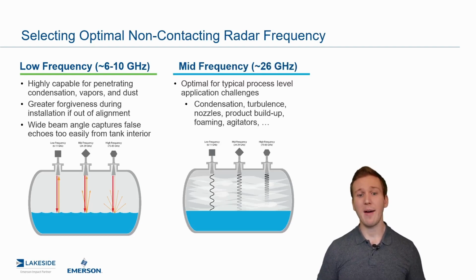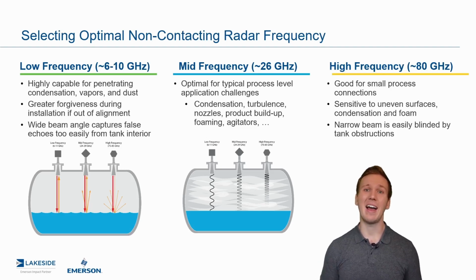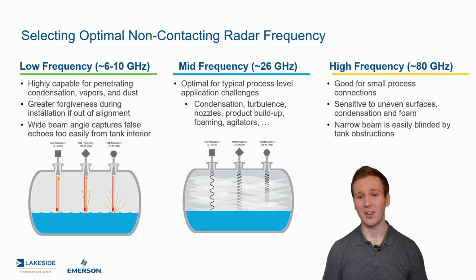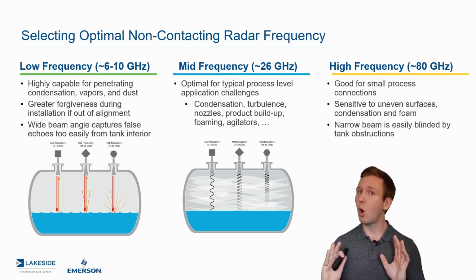Okay, next up we have what we call mid-frequency radar, and in previous generations this was actually considered a high-frequency radar. There was nothing above this, so this has been rebranded as a mid-frequency radar. And then last but not least is a high-frequency radar, closer to 80 gigahertz. Now, the flip side in a high-frequency radar is it's going to have a much narrower beam width in general. It does depend on the process connection you're using, so it's not always going to be a smaller beam width, but in general it is.